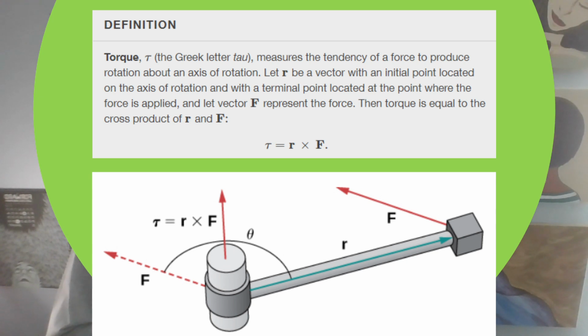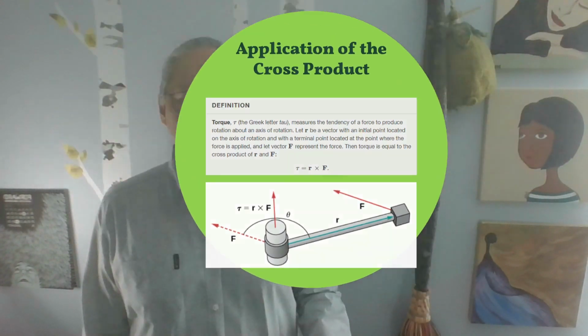If you have the wrench and you hold it near where the screw is, that's not going to give you that much force. And so the longer your r is, in this case the length of the wrench, the easier it is going to be for you to turn it. So that's one of the physical representations of the cross product: torque.